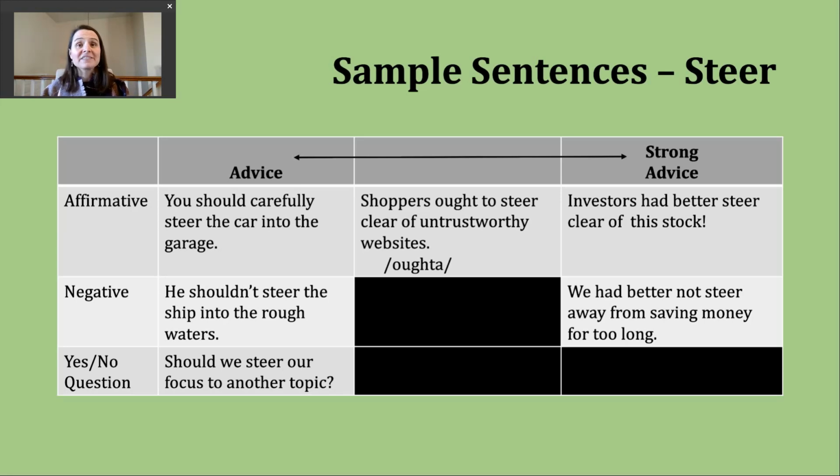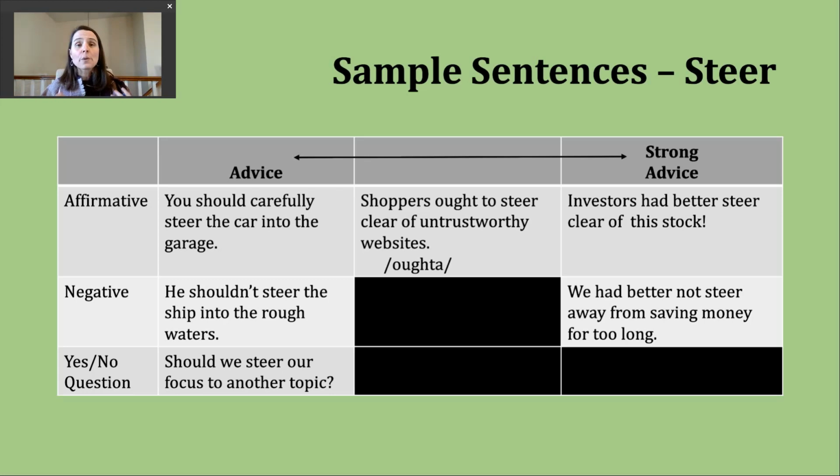Now, you can also give negative advice, telling someone it's not a good idea to do something. For that, again, our structure: subject, should not, or the contraction shouldn't, and then the base verb. Here's another example: he shouldn't steer the ship into the rough waters, right? That's a bad idea, right? We don't want an accident or for the boat to capsize, turn over.